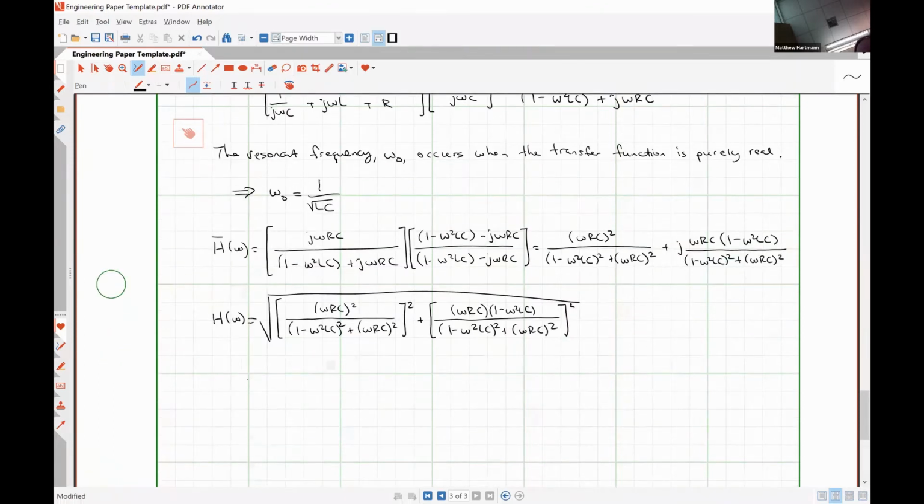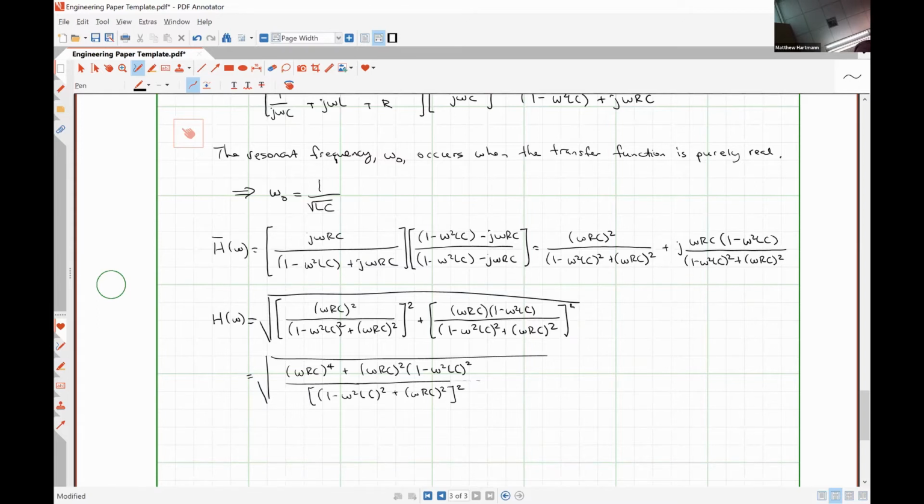And if we do all of our math here, let's see, so in the numerator, we are going to have omega RC to the fourth plus omega RC squared times (1 minus omega squared LC squared), over 1 minus omega squared LC squared plus omega RC, this whole thing squared.